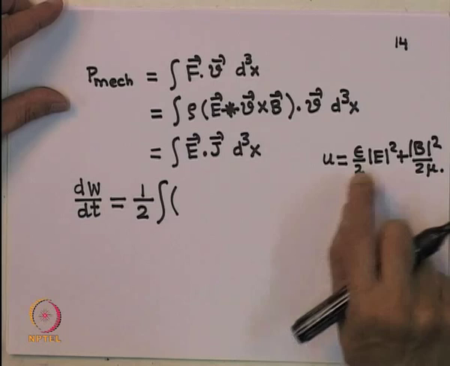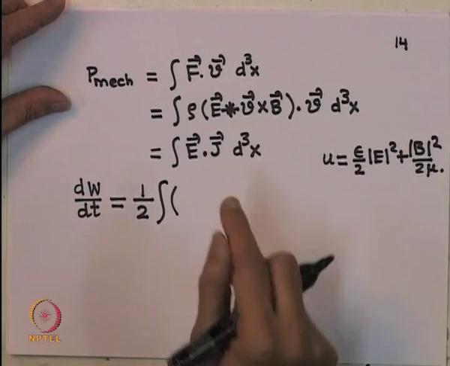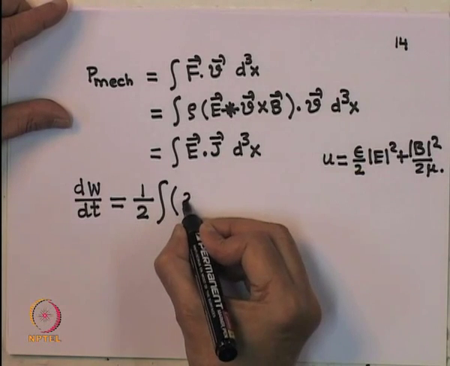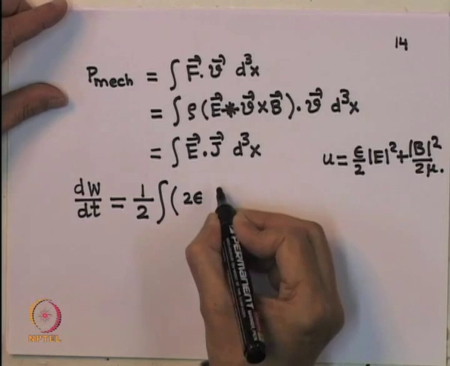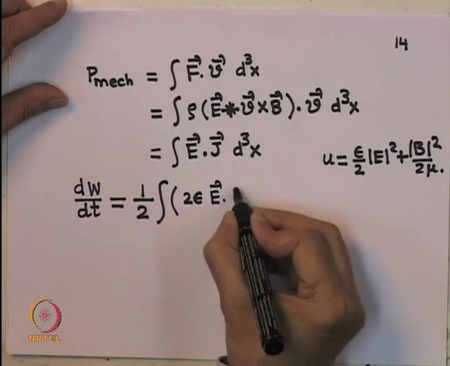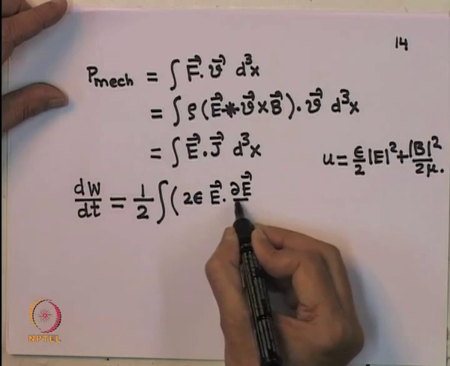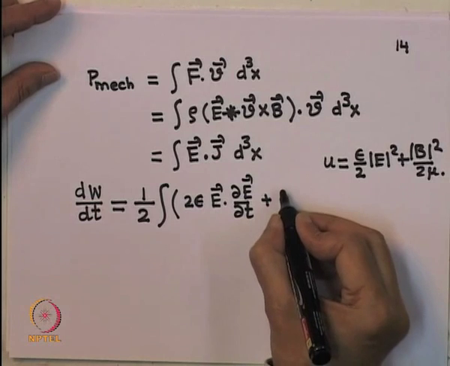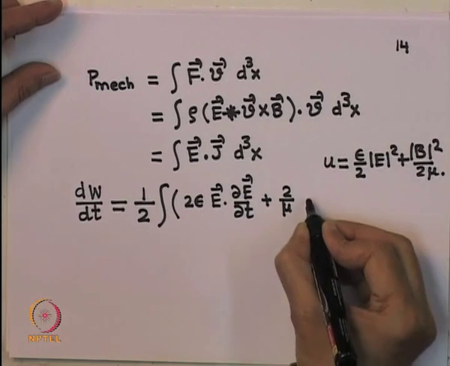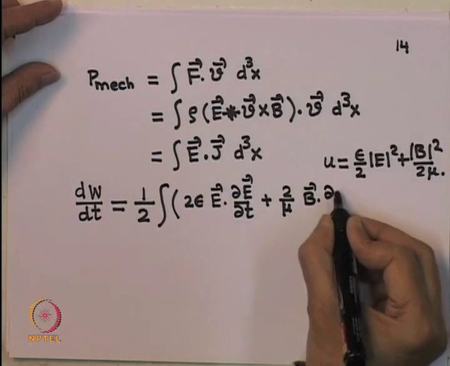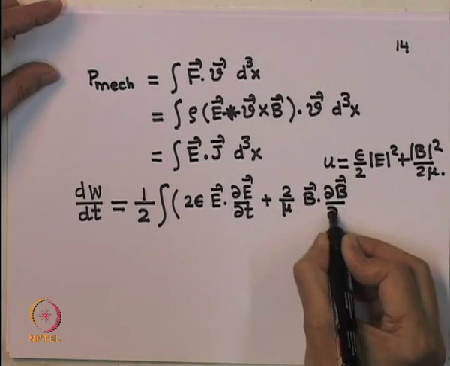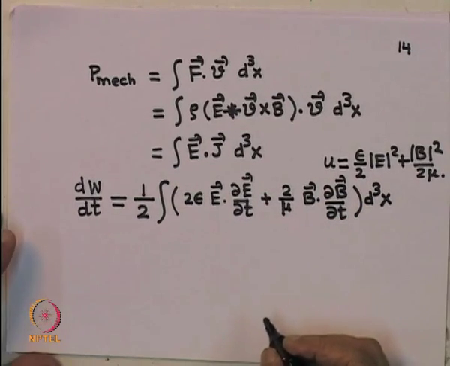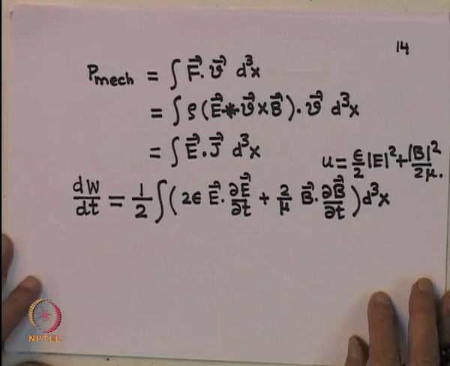E square. So, I get, well, 1 by 2 I have already written outside, E square. So, I get 2 E dot d by dt. So, I have got 2 epsilon E dot dE by dt, plus I have got 2 by mu B dot dB by dt. This, integrated over the whole volume, is the rate of change of energy in that volume.